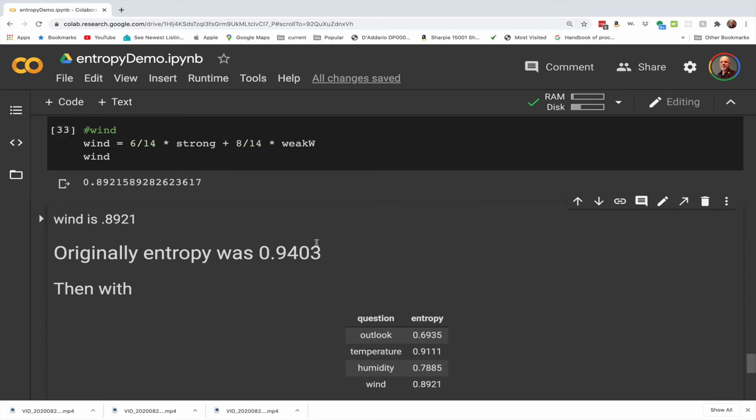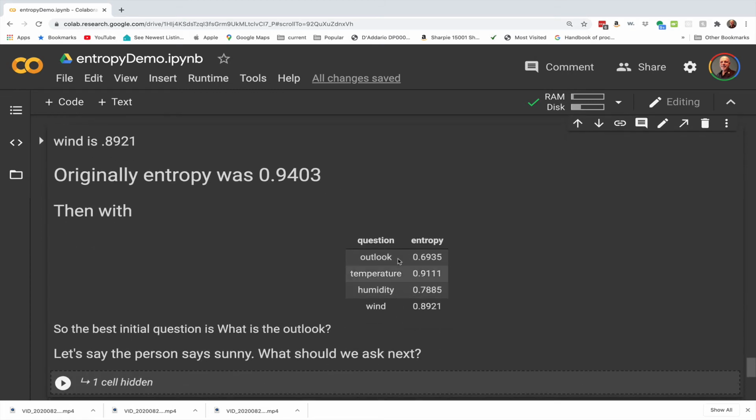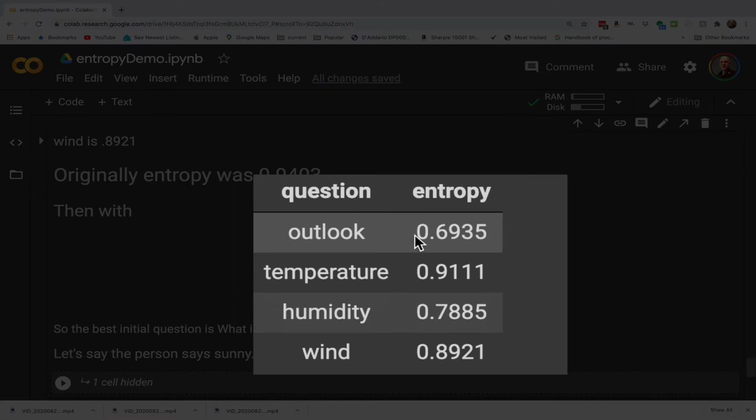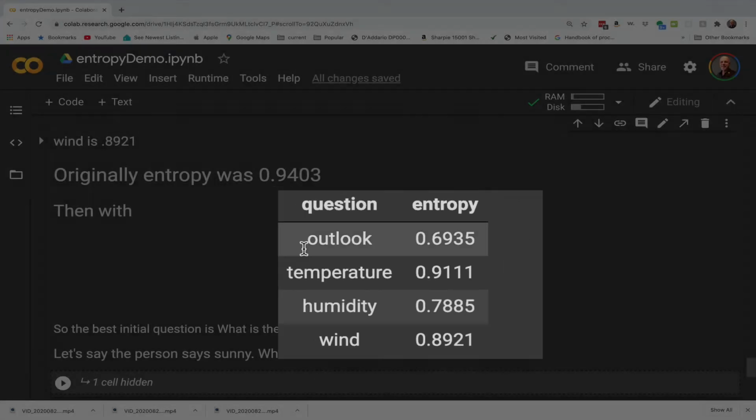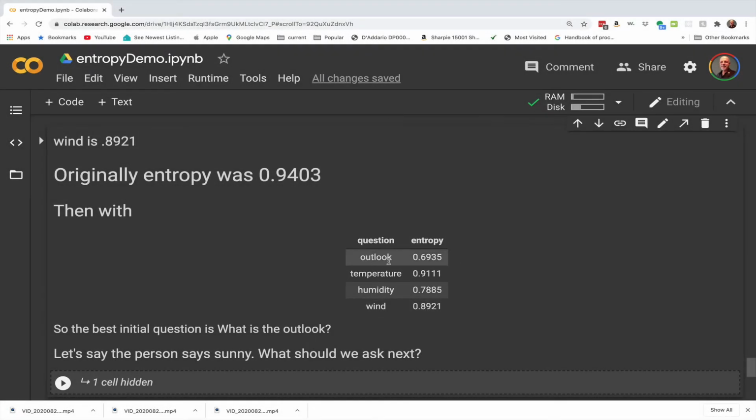So again, the original entropy before we did anything was 0.9403. And here's the entropy for each column or each question. So outlook was 0.6935, temperature 0.9111, humidity 0.7885, and wind 0.8921. So the best initial question here to ask is outlook. So the first question we're going to ask is, hey, what's the outlook?